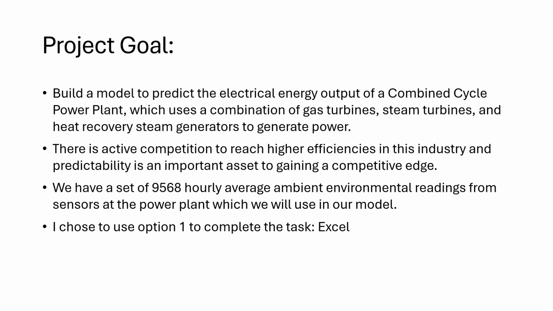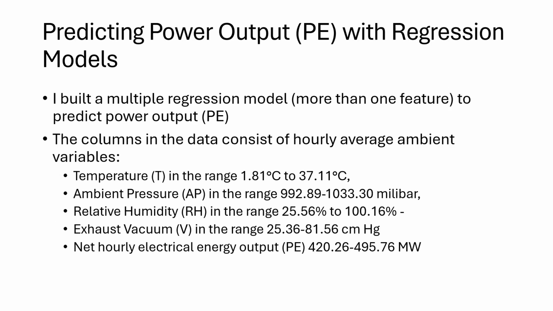I chose to use option 1 to complete the task in Excel. I built a multiple regression model to predict power output, PE. The columns or features in the data consist of hourly average ambient variables: temperature, ambient pressure, relative humidity, exhaust vacuum, and of course the net hourly electrical energy output, which is the target we're trying to predict. In this presentation, I'll walk you through my modeling approach, the comparisons I made, and the final evaluation that led to my conclusion.